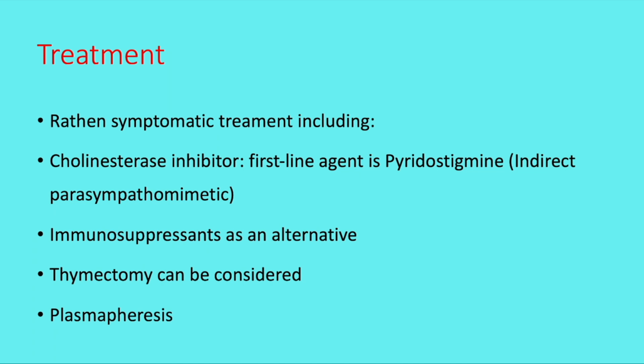Immunosuppressants are an alternative, for example, azathioprine. Thymectomy can be considered in case of thymoma or thymic hyperplasia, and plasmapheresis, which is used to remove the autoantibodies. Another drug that can be used is rituximab, a monoclonal antibody targeting CD20 B cells.